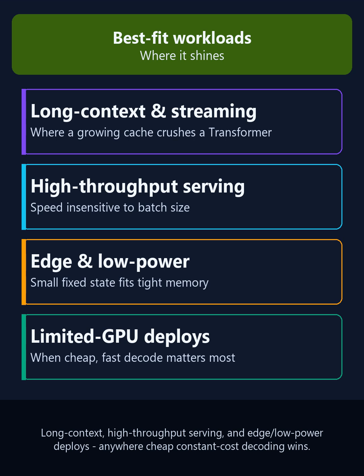Where does RetNet shine? Long context and streaming workloads, where a growing cache would crush a transformer. High throughput, low latency serving, since its speed is insensitive to batch size. Edge and low power devices, where the small fixed state fits tight memory budgets. And any deployment where GPU acceleration is limited but fast, cheap decoding really matters.